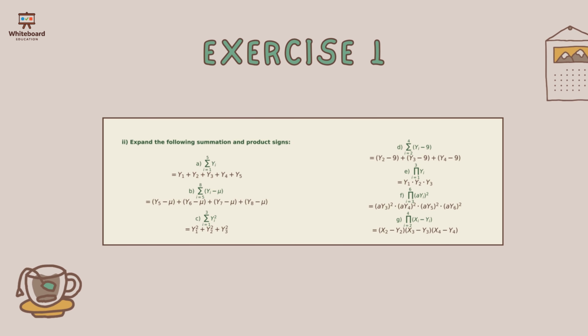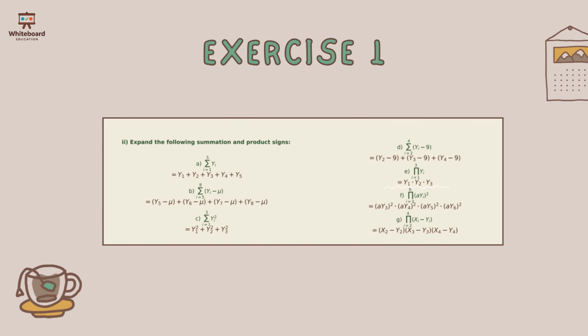Moving on to part D, which is expanded as y2 minus 9 plus y3 minus 9 plus y4 minus 9, as it is the summation of y minus 9, lower limit 2, and upper limit 4. Next, part E is the product of y, upper limit 3 and lower limit 1, which will be expanded as y1 multiply y2 multiply y3.